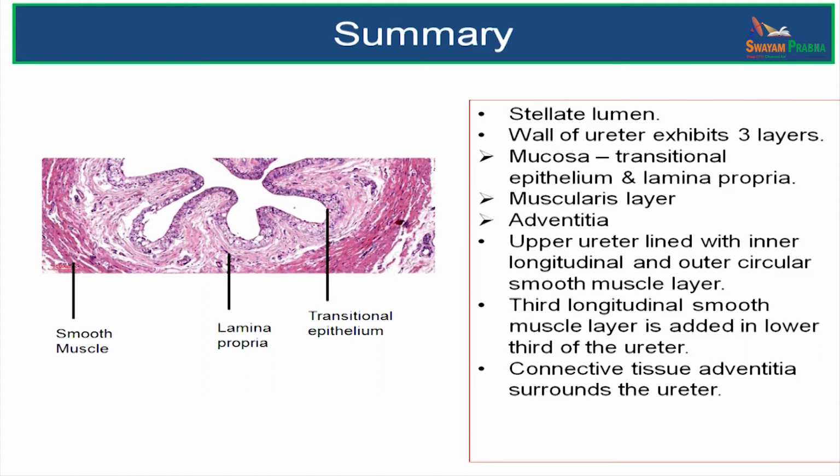Then will be the muscle layer. Upper ureter is lined with inner longitudinal and outer circular smooth muscle layer. Lower ureter has got an additional outer longitudinal smooth muscle layer. Outermost layer is the connective tissue adventitia, that is going to surround the ureter, blends with the connective tissue of the posterior abdominal wall. So, that completes the microscopic anatomy of ureter.